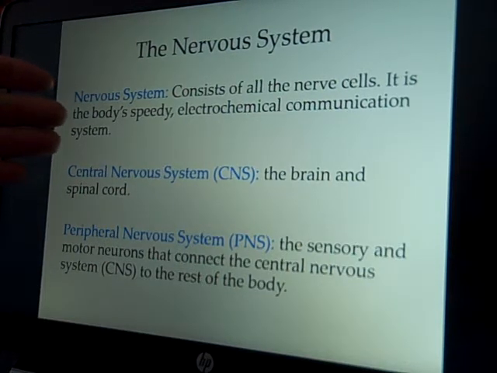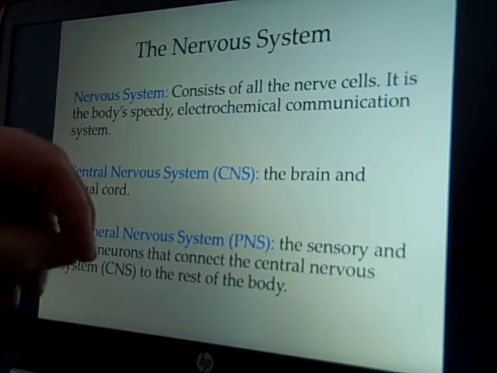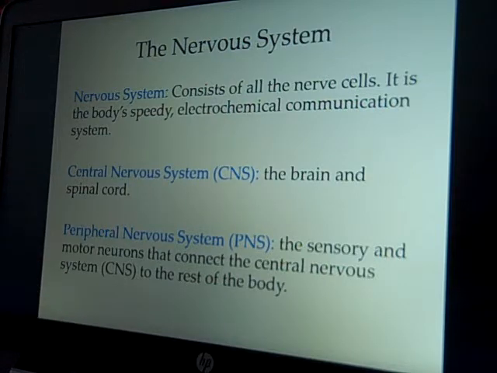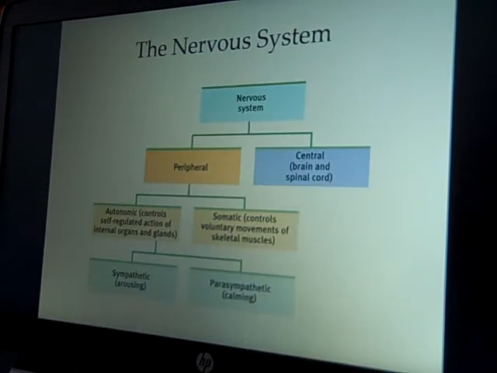The nervous system is basically all of the nerve cells. It's very speedy. So if you step on a tack or step on a nail, you get the information immediately. And in fact, that's what its intent is. Again, we've already discussed the CNS, central nervous system, and the peripheral nervous system. Nice little diagram of the breakdown of the two.